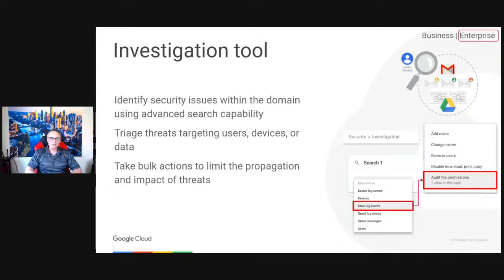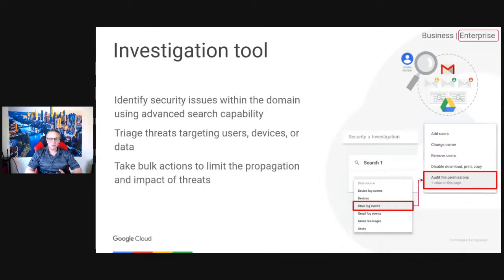and allow you to quickly find out, well, if this was a phishing attempt, how many of my users actually got that email, got that phishing attempt that did make it through? How many have it? How many have opened it? And then you can also, with the investigation tool, take immediate action on those things.